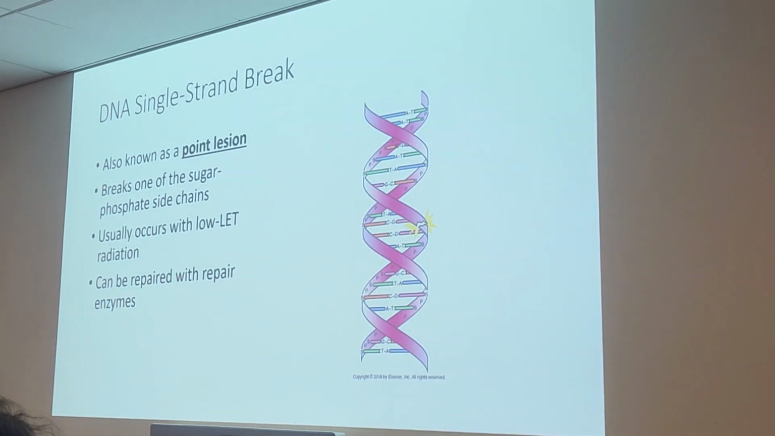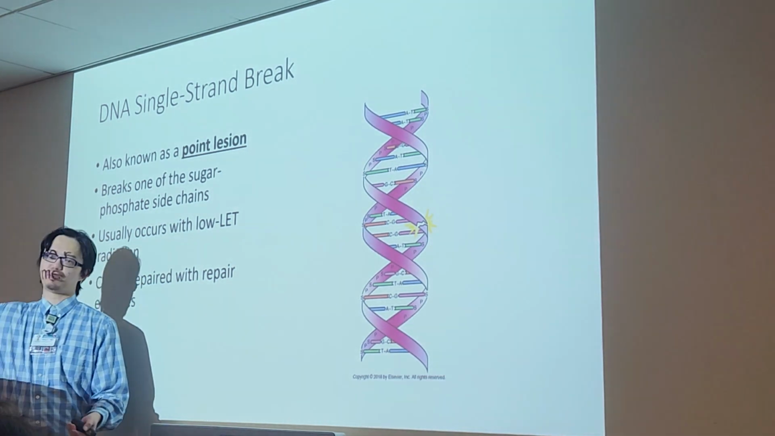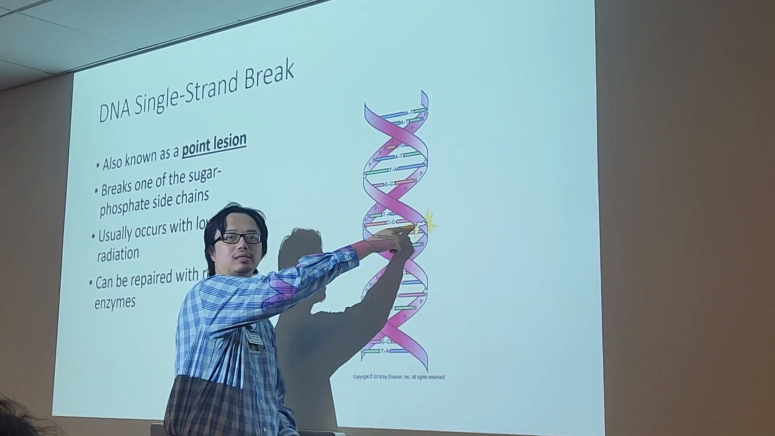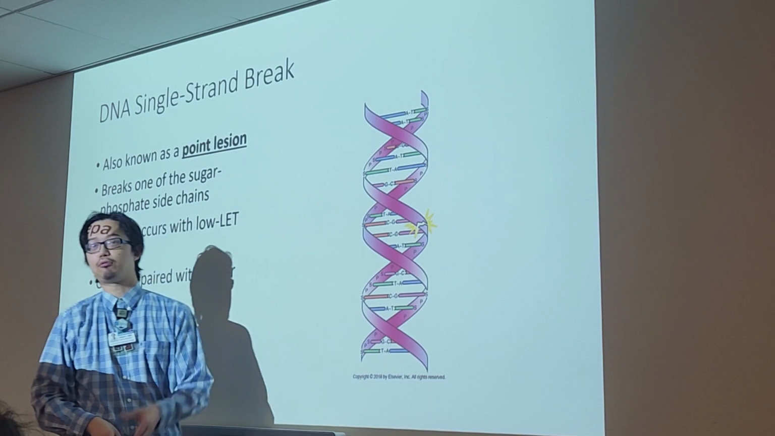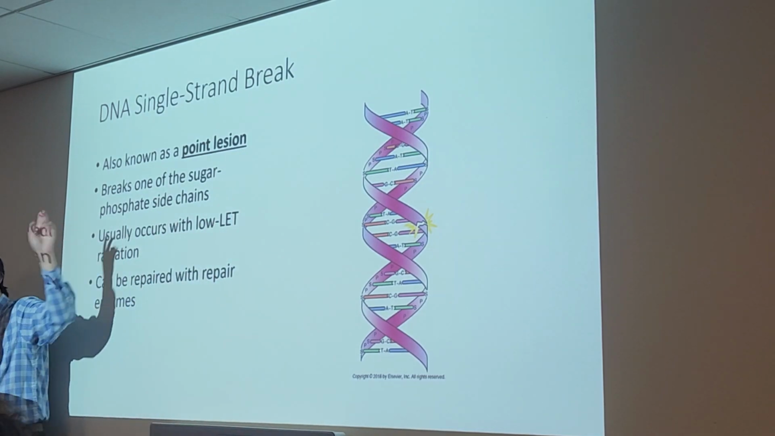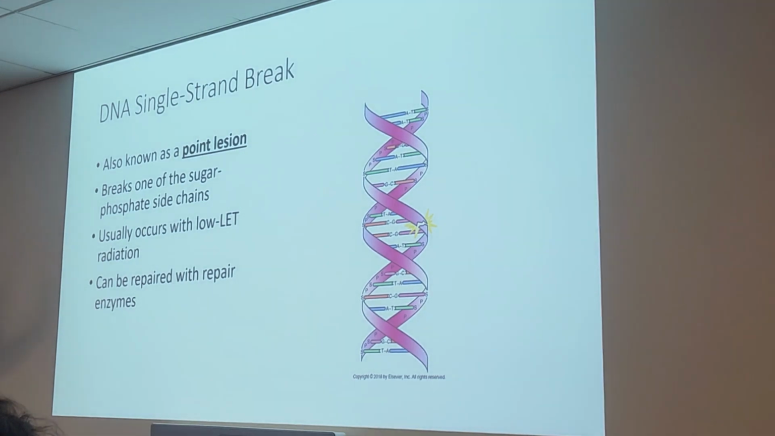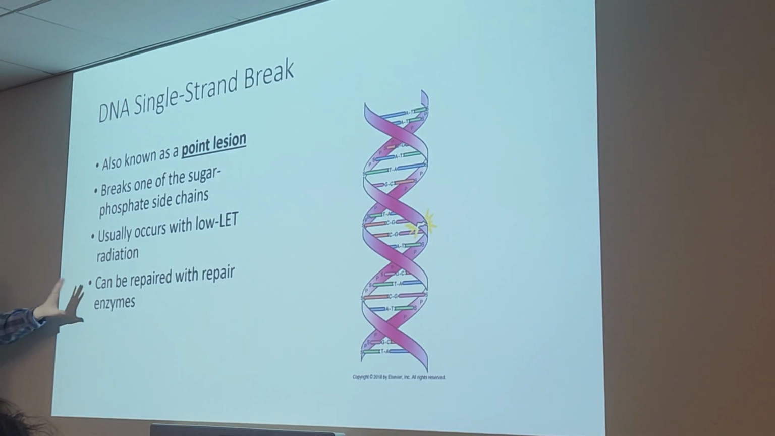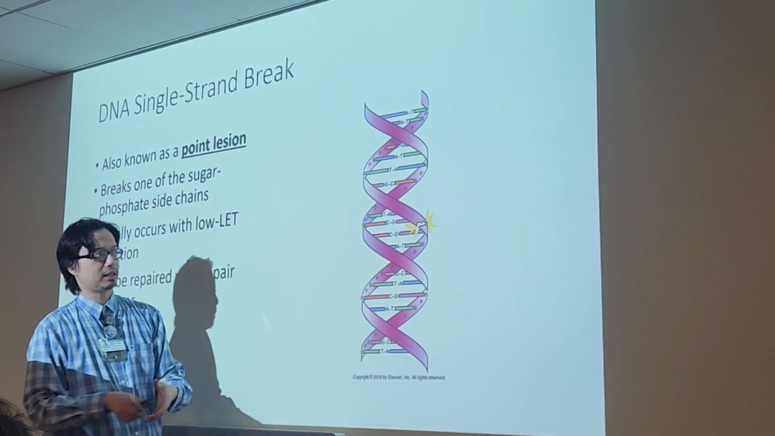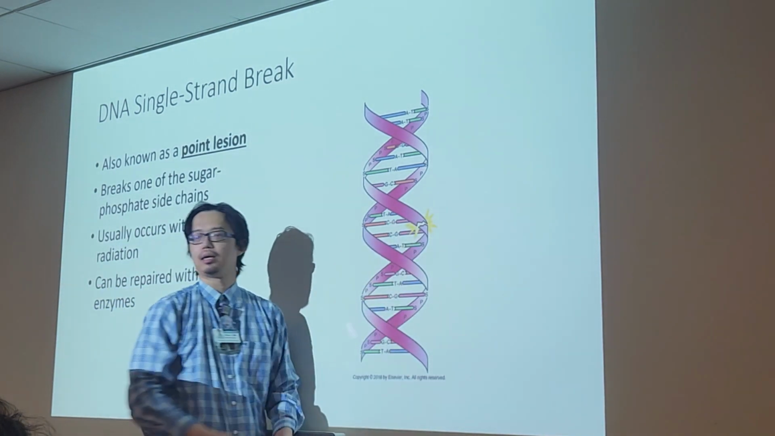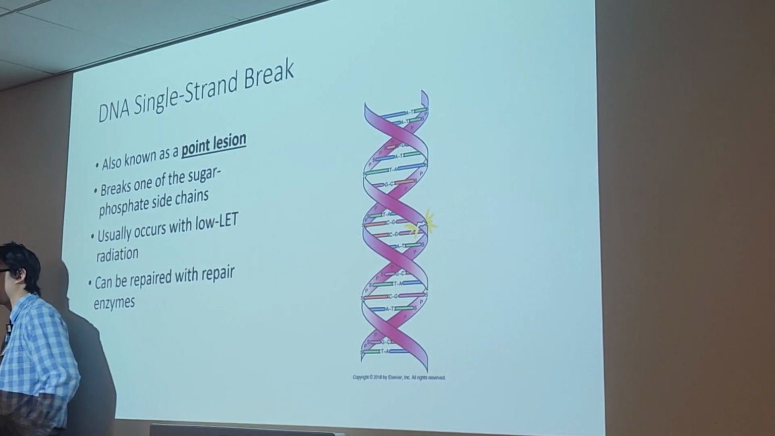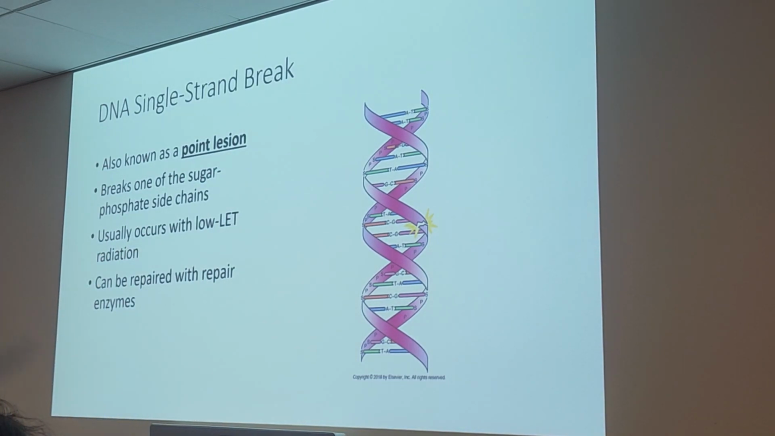What causes single strand breaks? Usually low LET radiation. Right? You've got an X-ray, it's bouncing around, it causes damage, and then it just leaves. It doesn't stick around to do any extra damage. So single strand breaks are considered to be low levels of damage. These can be repaired with enzymes. Your body's like, hey, something's broken here, an enzyme comes in, fills in the crack, and then your DNA is good as new. So single strand breaks are not as dangerous. They're not as critical to the body.